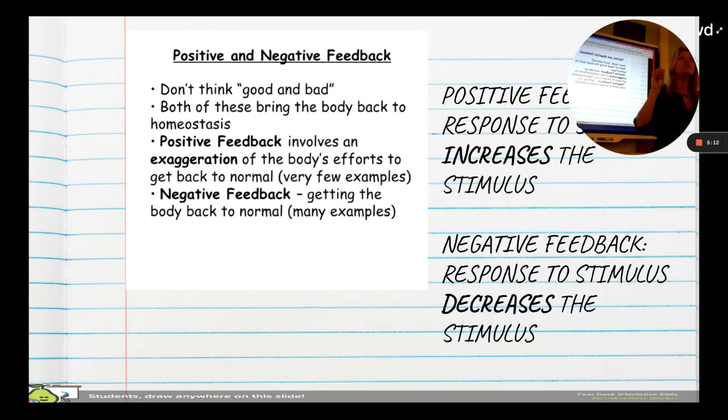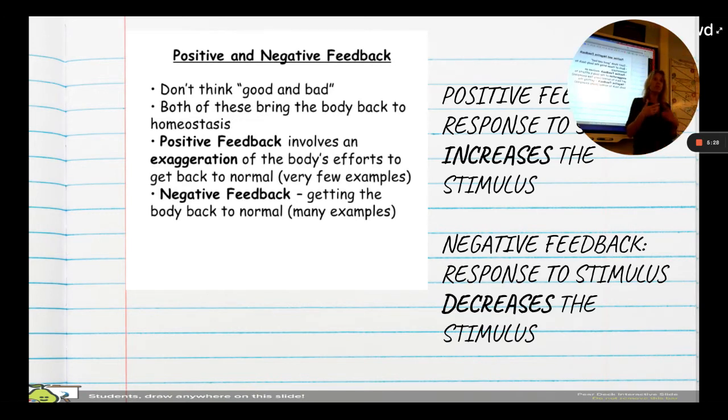Positive feedback is more gets you more, whereas negative feedback is more stimulus gets you less. More gets you more means more stimulus, you get more feedback, so you get more stimulus, which gets you more feedback. That's rare.